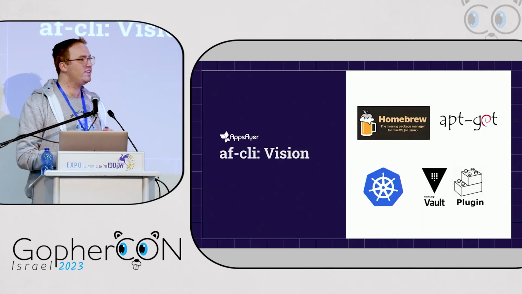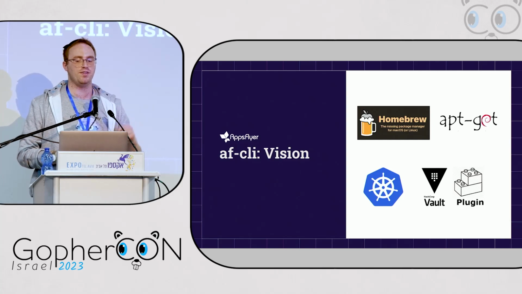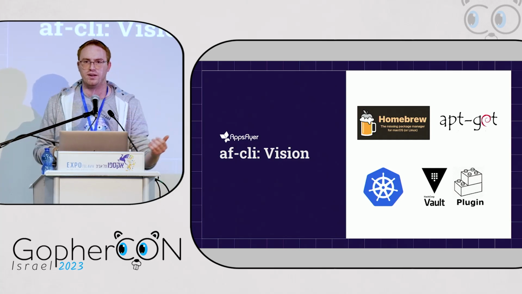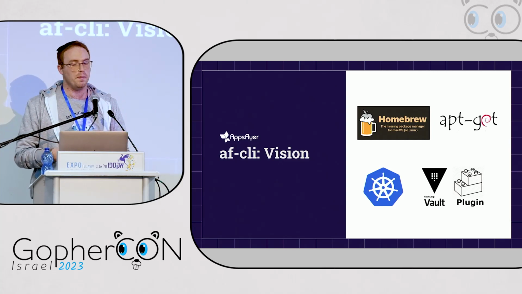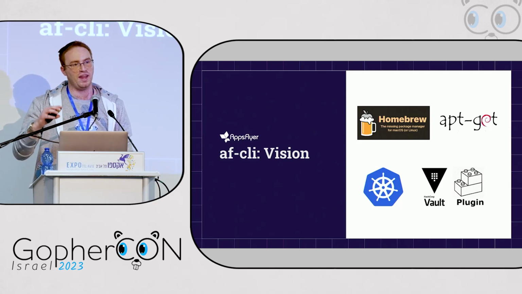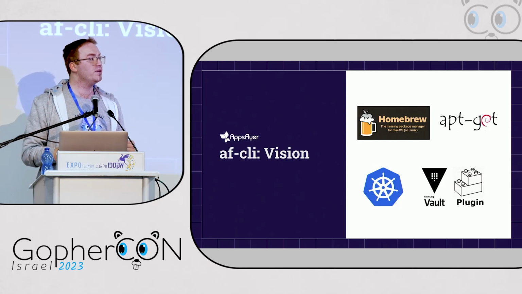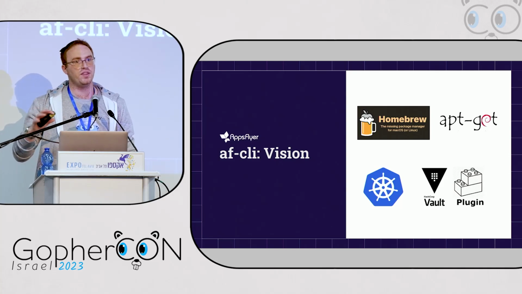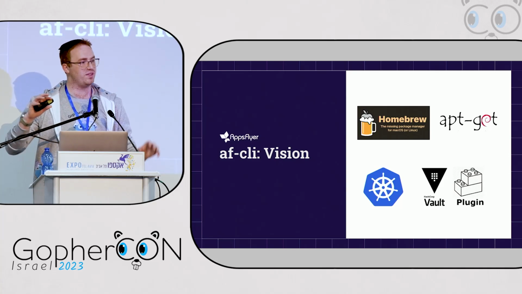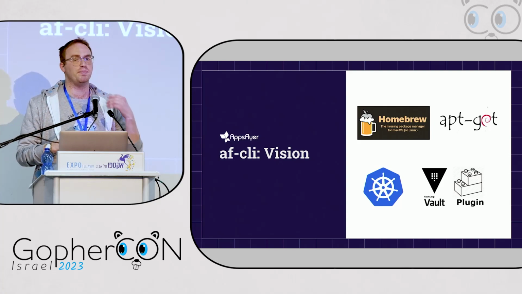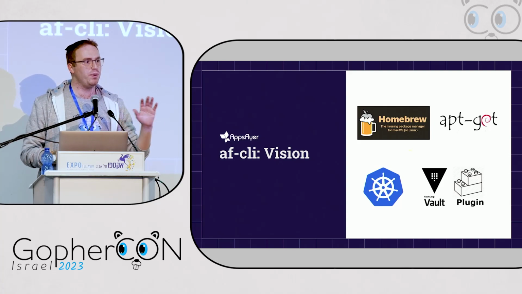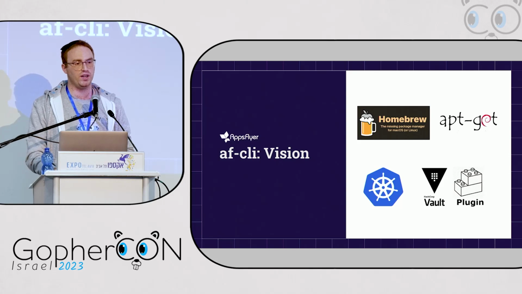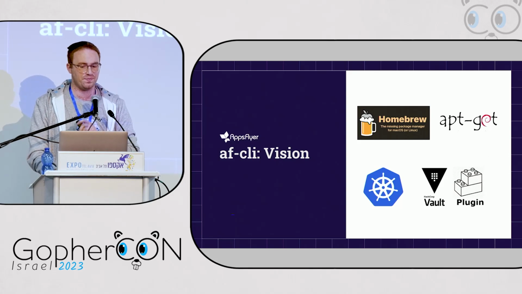So the vision of the CLI was basically to be a package manager a la Brew for Mac or apt-get for Linux. But we also wanted to serve as an entry point for those plugins, similar to how kubectl works with their plugins or Vault. It's important to note that this is different from Go plugins, which also is something that's built into the language, but for whatever reasons, we didn't want to use that for these purposes.